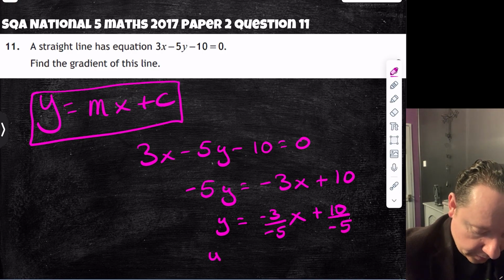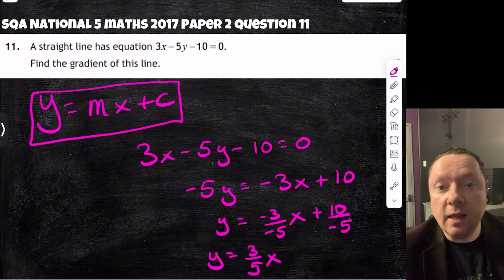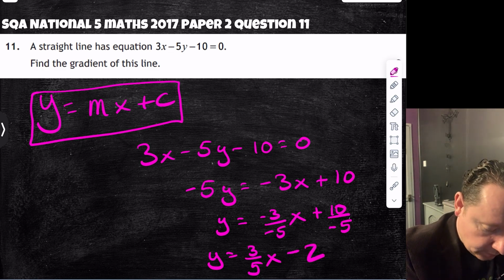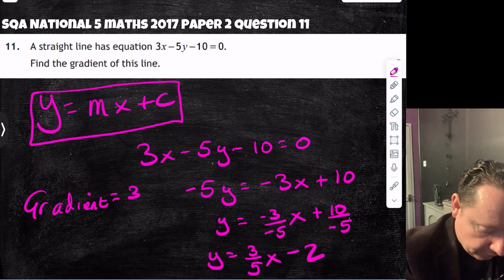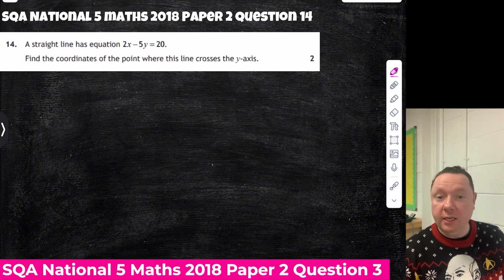Simplifying that, minus divided by minus is a plus, so I'll just leave that as 3/5 of x. And 10 divided by minus 5 is minus 2. So I now know that my gradient to answer the question equals simply 3/5. And we're done there. So National 5 Maths 2018, Paper 2, Question 14 on a straight line.